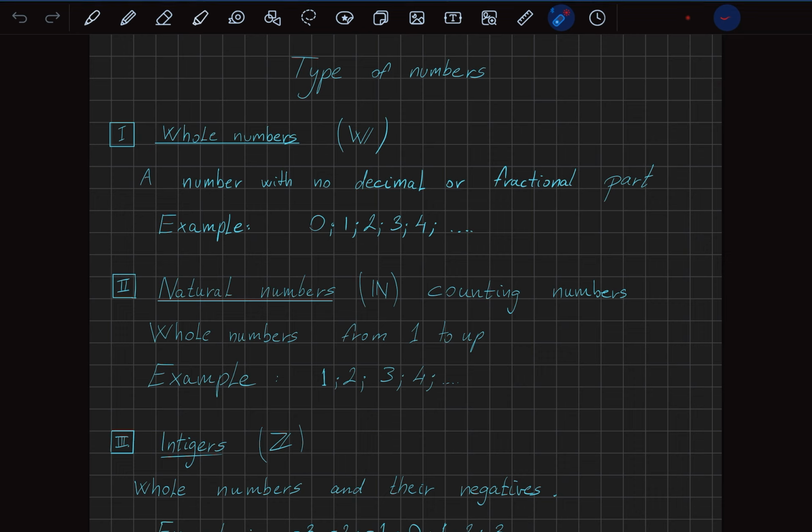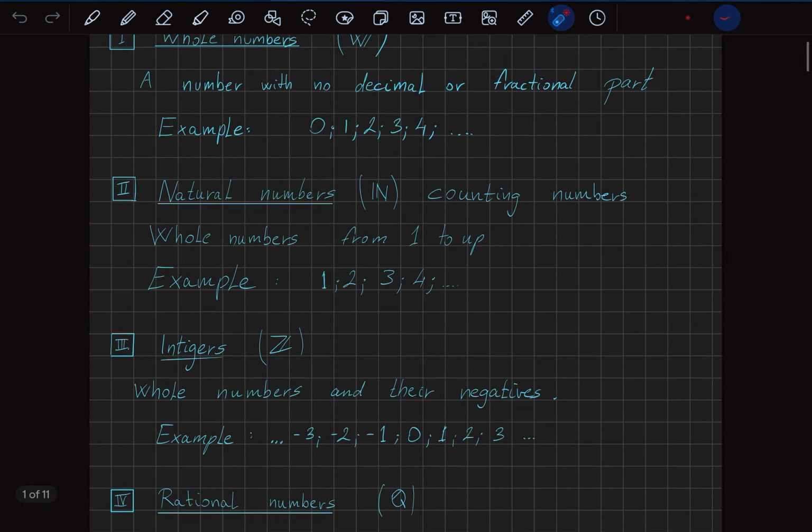Okay, so the first group of numbers, the whole numbers. There is a sign, W, with double arms, basically. A number with no decimal part or fractional part. The whole numbers: 0, 1, 2, 3, 4, 5.